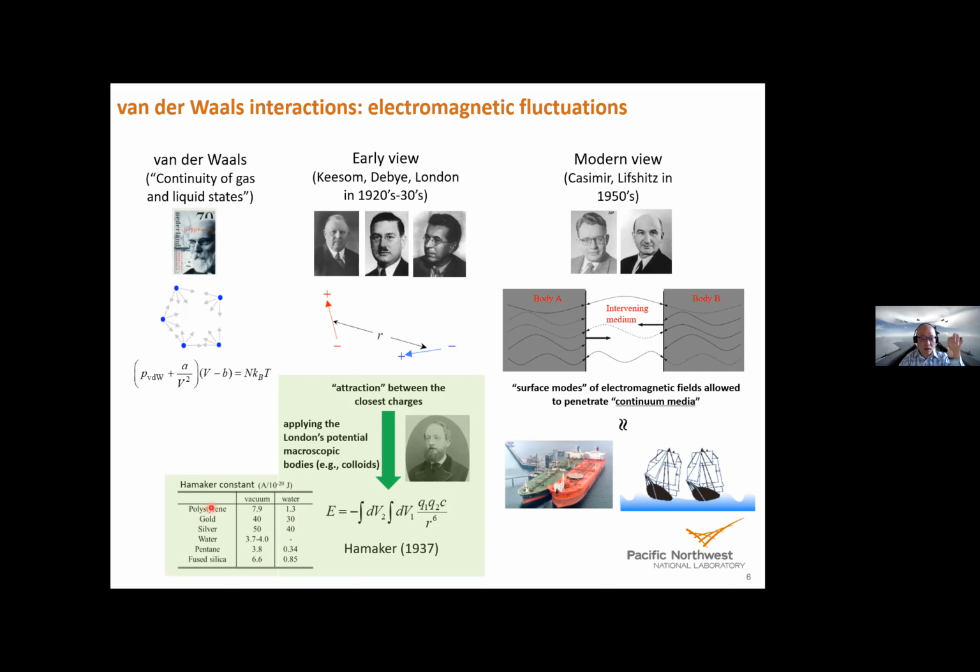Polystyrene, gold and silver are also different in vacuum and water. So this is really a strength. Sometimes with large values of this, they actually attract more, and with lower values they attract less. So this is about the van der Waals interaction.